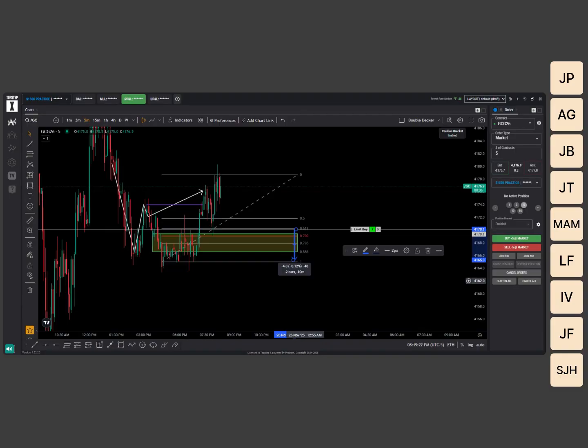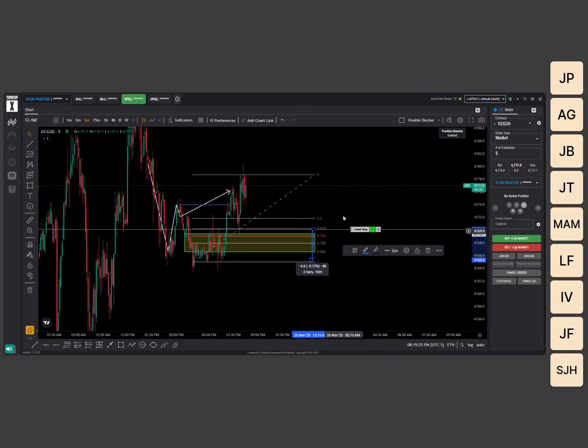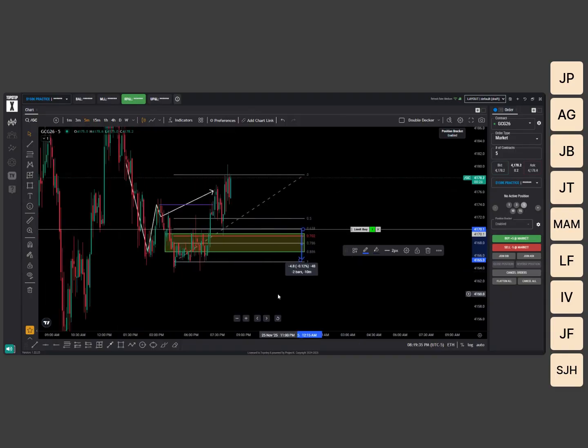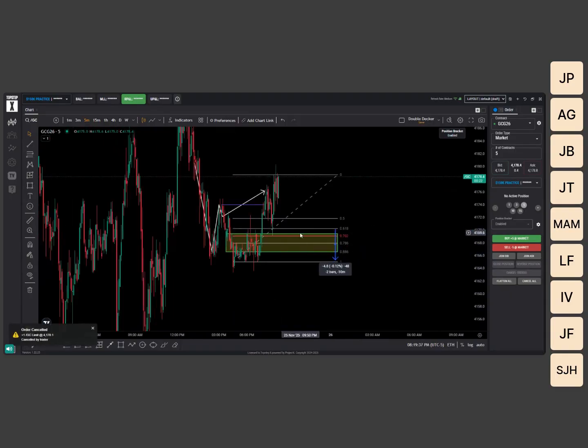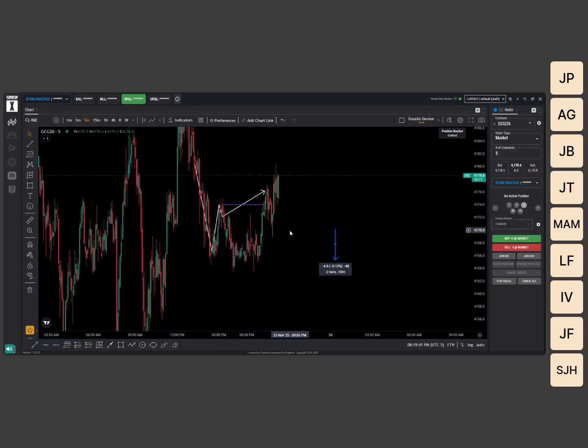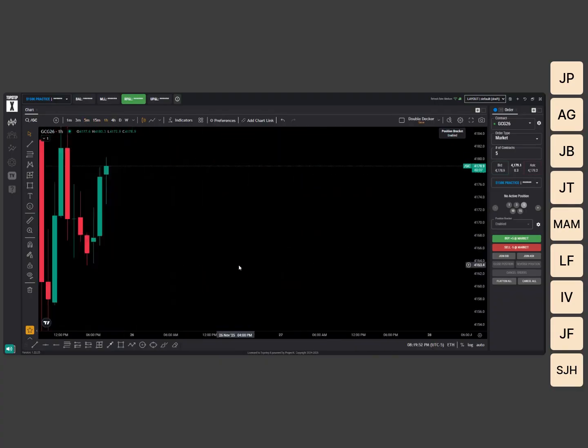But yes, now understanding that when we are looking at order blocks, there's going to be order blocks on every single time frame because there's structure on every single time frame. Let me just go ahead and pull up something a little bit cleaner. Boom. Let's come back.